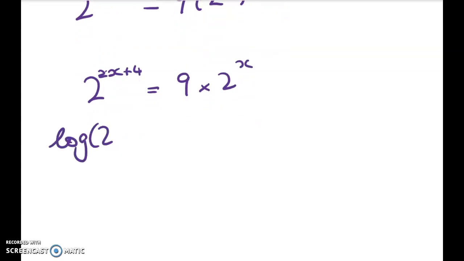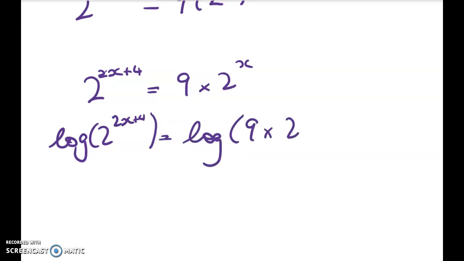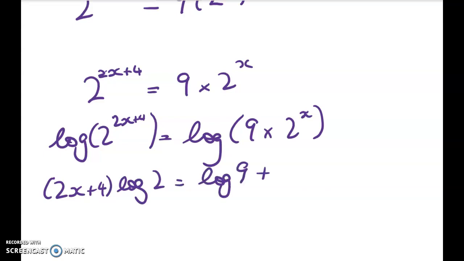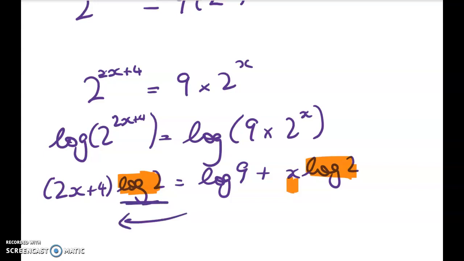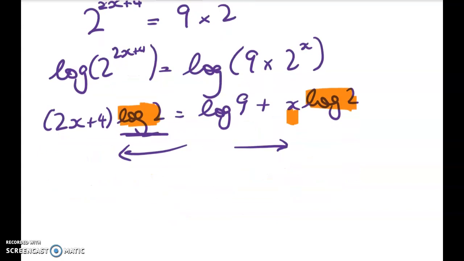I took logs of both sides like this, and I got this. 2x plus 4 times log 2 is equal to log 9 plus x log 2. And if you think about it, when you're doing logs problems, it's really good to think about like terms, right? So we've got log 2 here, and we've got log 2 here. And we can think of that x as being the coefficient of the log term. So that tells me that what I want to do now is collect up all of my stuff with log 2 on this side and get all of my constants onto this side. Kind of. So let's just go slowly.